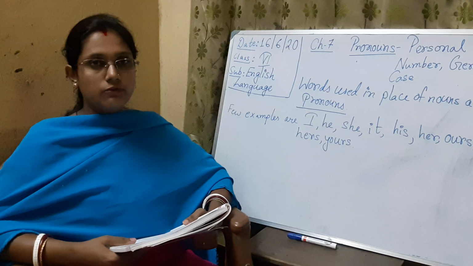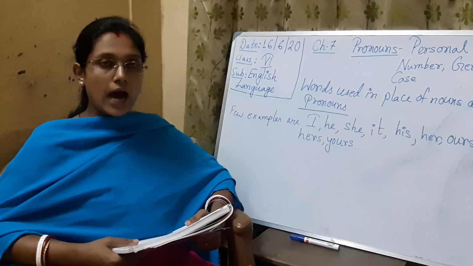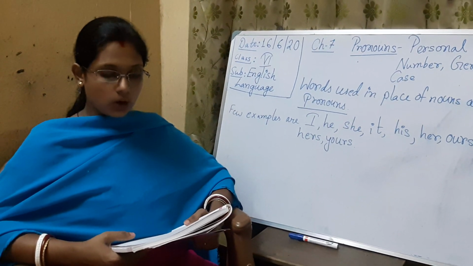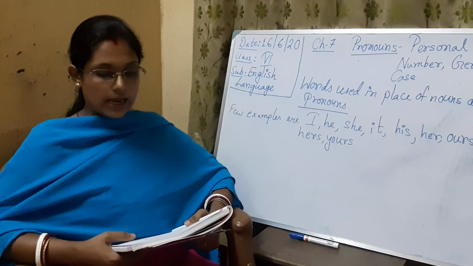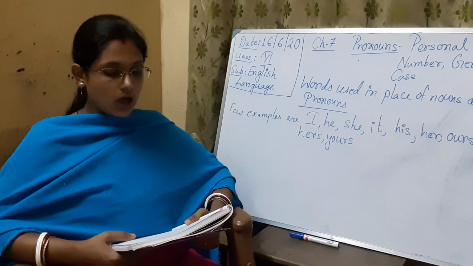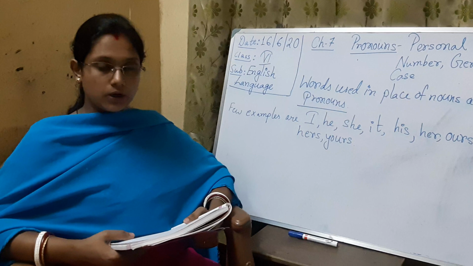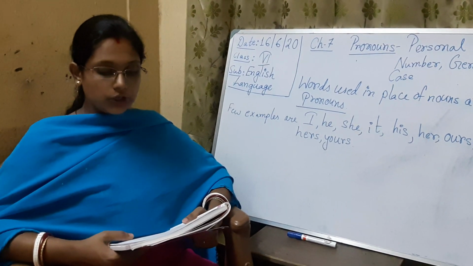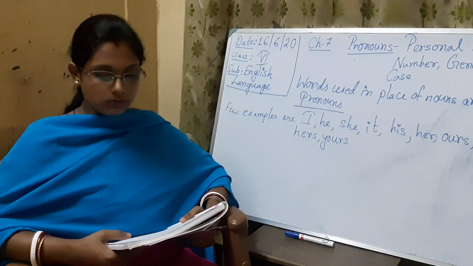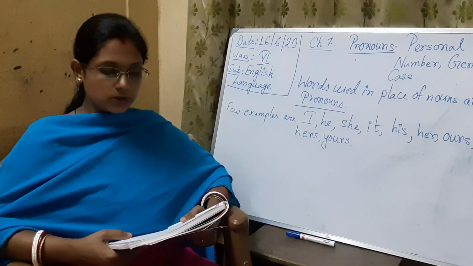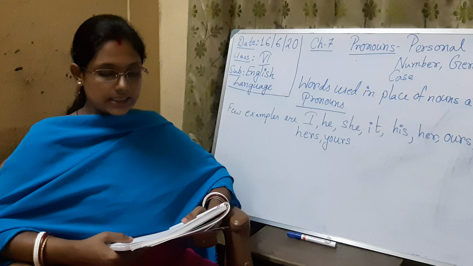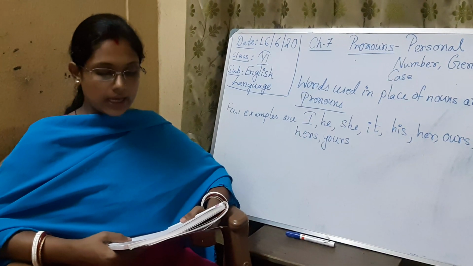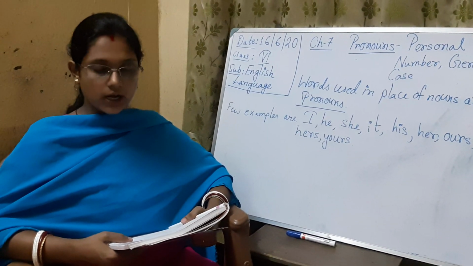Now another example which is given in your book. Please look at the book. I told you about Rohan and showed you the red card that was his. Now here I is the first person pronoun as it stands for the speaker. You is the second person pronoun as it stands for the person spoken to, and his is the third person pronoun as it indicates the person spoken about.